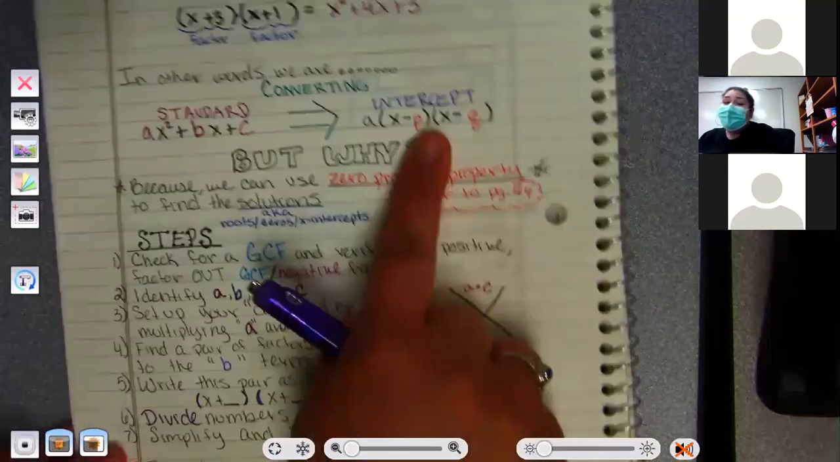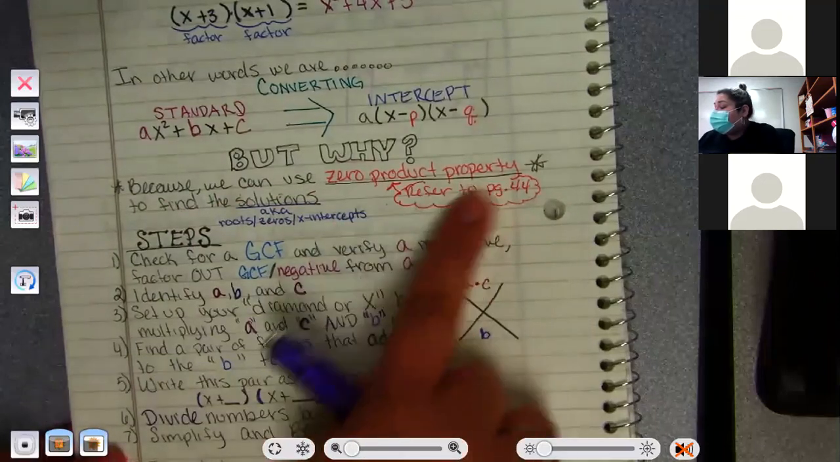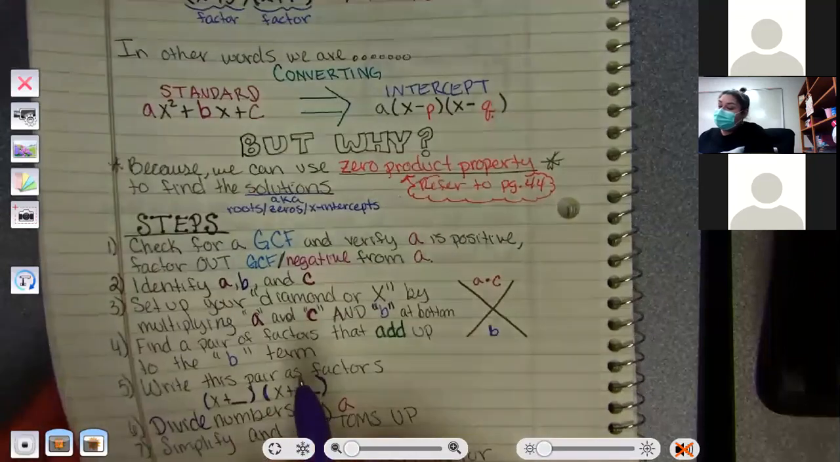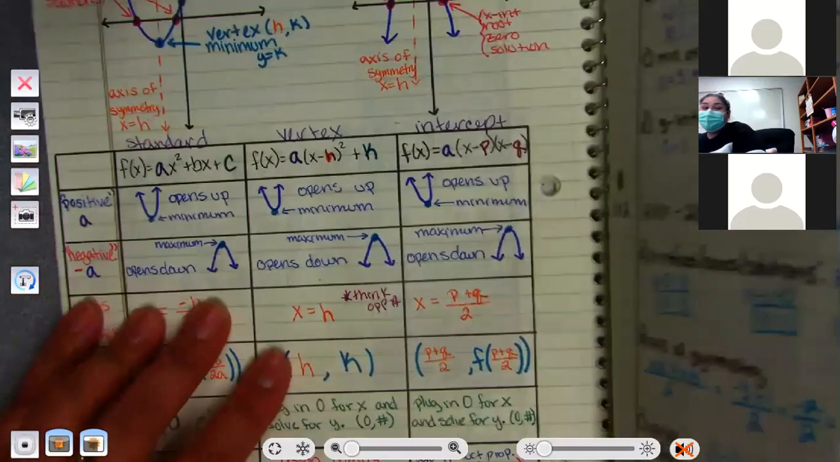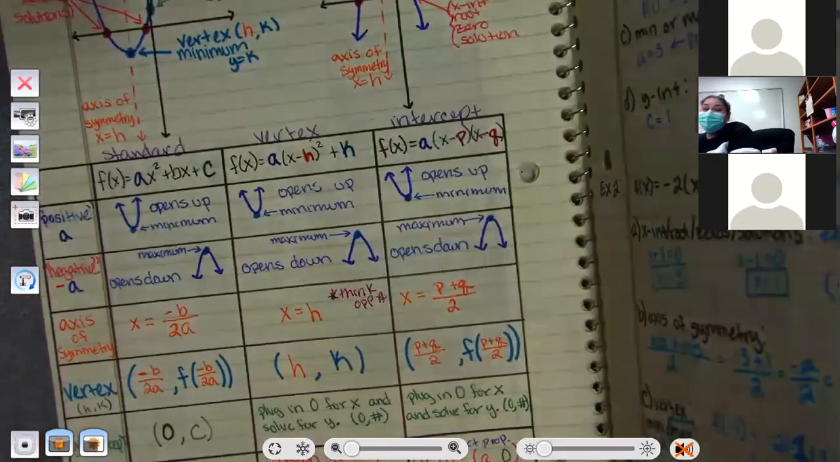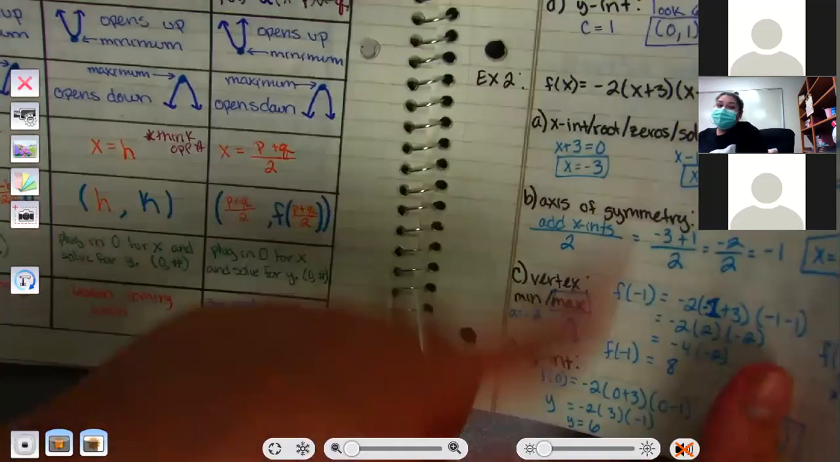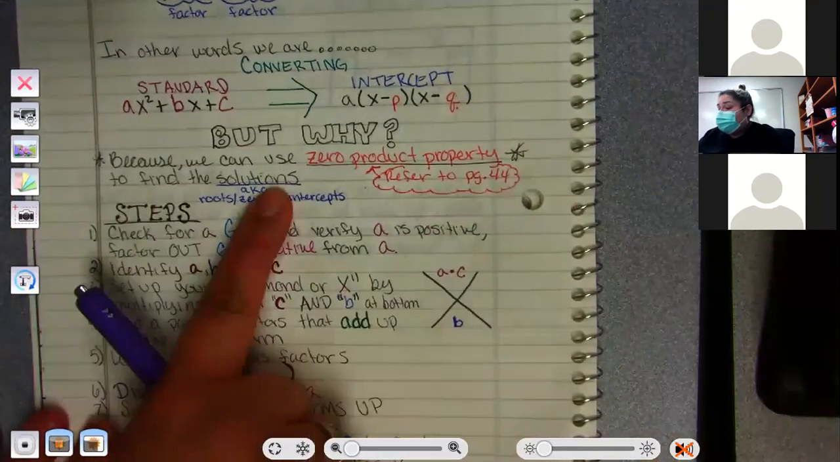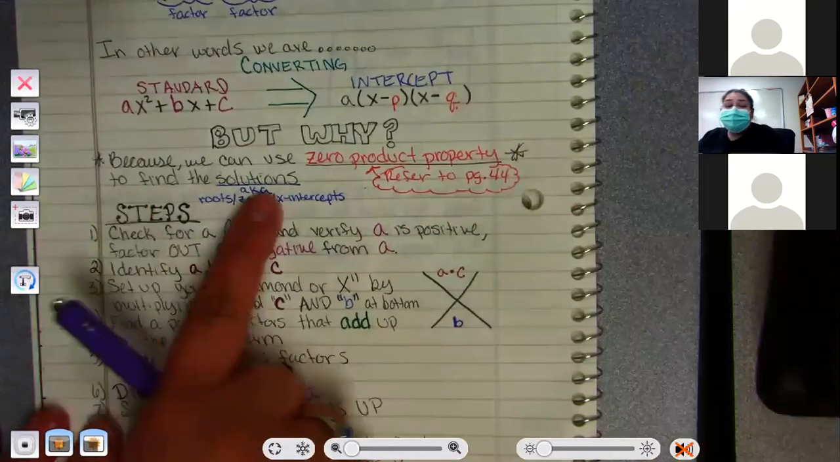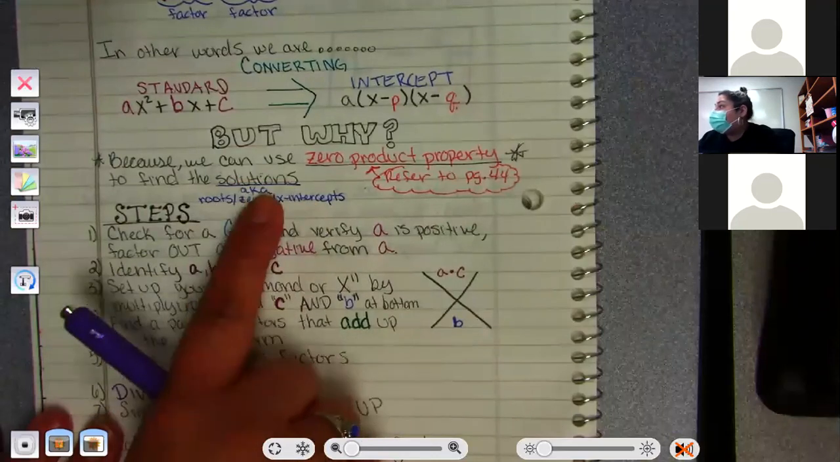Well, how are we going to do this? Or why? So, but why? Okay, because we can use zero product property, refer to page 44, which is also what we used on our do now, right? So page 44, where you at? Because I just had you right here, right? So if it's in intercept form, we know we did this a few weeks ago, right? We can use zero product property to find the x-intercepts, and you have examples of that over here, right? Which is what we're going to be doing today to find the solutions, right? So we're going to use zero product property to find the solutions, which we know are our roots, zeros, and x-intercepts. All of these 4 things mean the exact same thing.